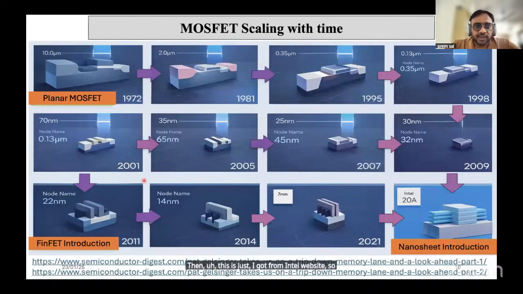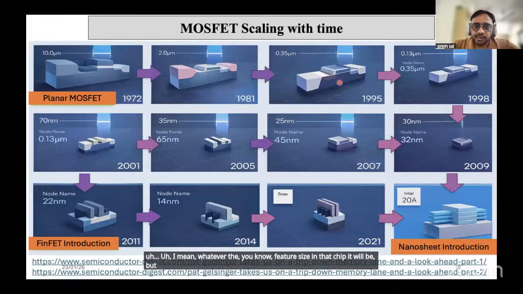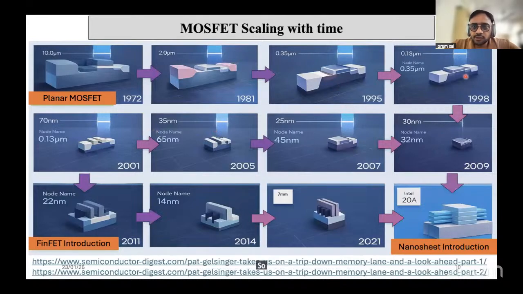Then this is something I got from the Intel website, showing the evolution of the planar MOSFET. In 1972 it was around 10 micron, and the gate length keeps on shrinking. After this point, the gate length is not equal to the node name; whatever the feature size in that chip, it is a marketing trick. The FinFET was introduced in 2011, and now people are currently doing research on this.